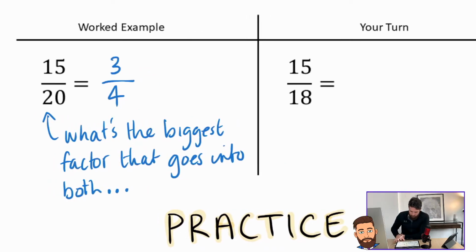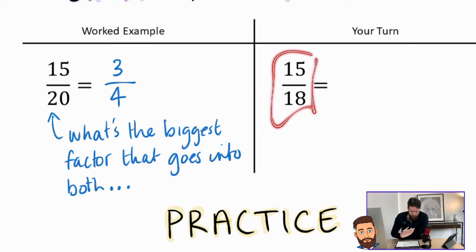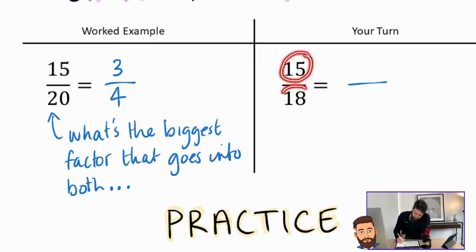So very, very similar. I'd like you to try and have a go at that one. You've got 15 over 18. Using the same method, think to yourself, what is the biggest number that goes into 15 and 18? And give it a go. So what number goes into 15 and what number goes into 18? The biggest is always the best because it's less work in the long run. And we'll look at an example where maybe you don't find the biggest number and you can still get to the right answer. So 15 over 18.